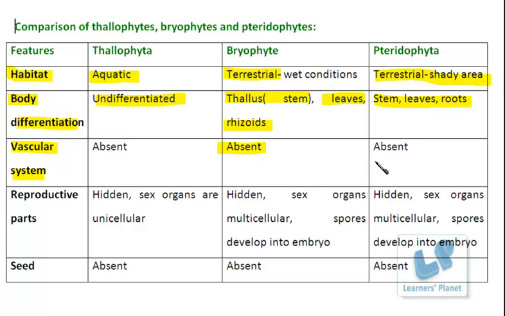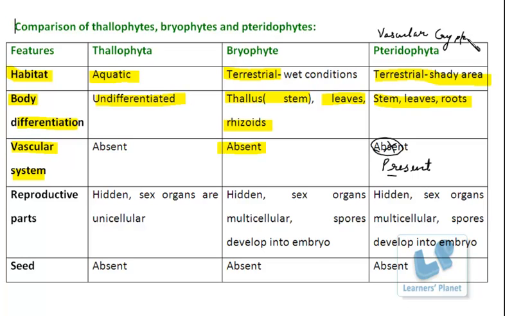In pteridophyta, the vascular system is of course present. By mistake, I have written the word absent here, so I must correct it. This vascular system is present in the group pteridophyta. And because of this reason, xylem and phloem have developed for the first time in these particular plants, in this group. So the group pteridophyta is commonly known as the vascular cryptogam.